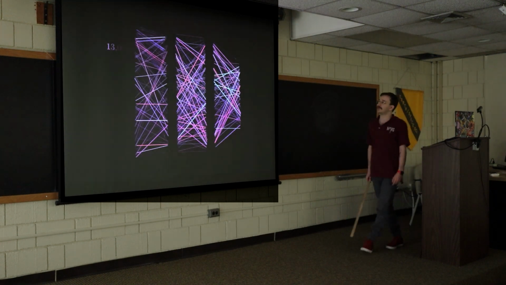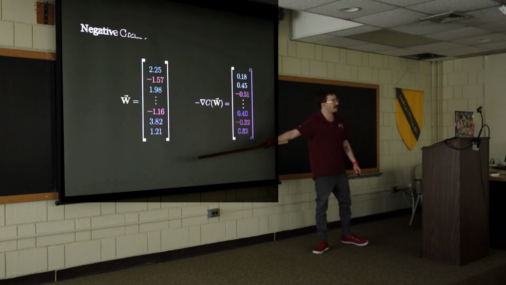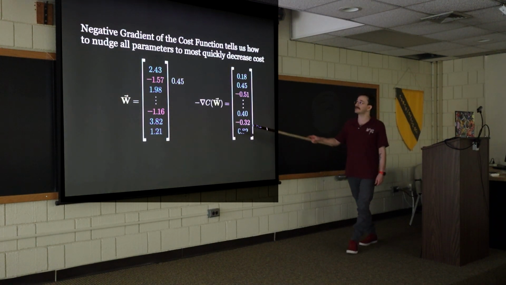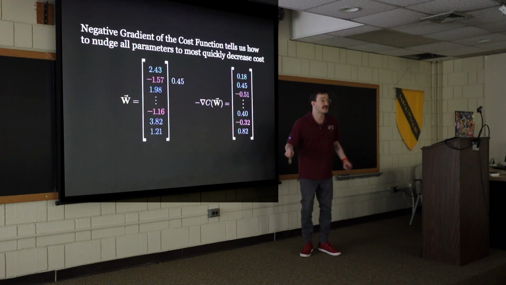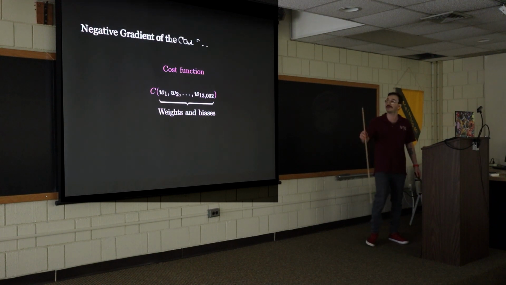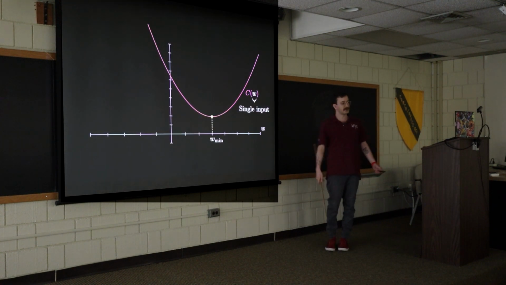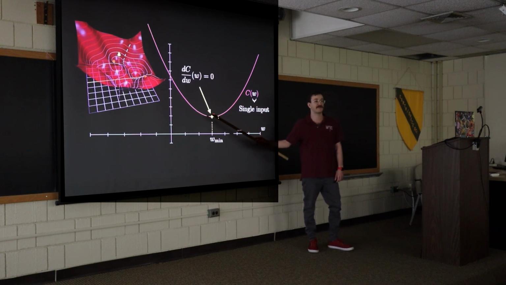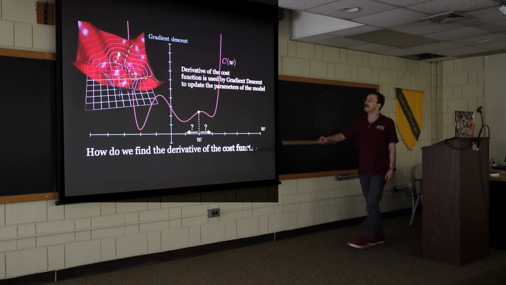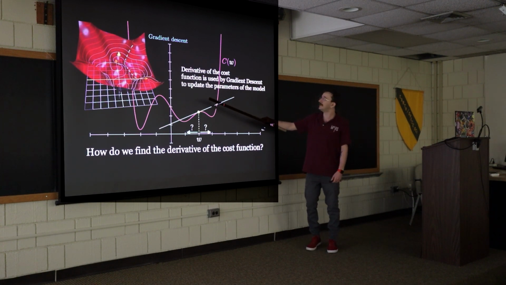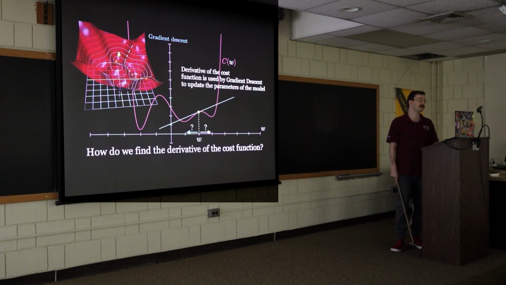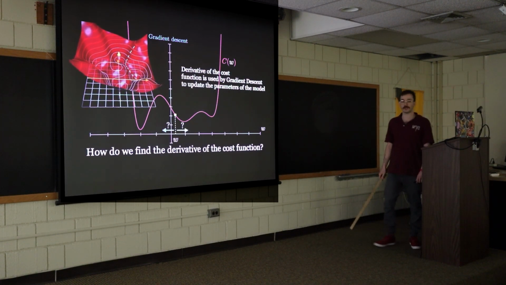Now what this ends up looking like is we have these 13,000 weights and biases in this function. And what we can do is apply a negative gradient to that cost function to tell us how to nudge those parameters to most quickly decrease the cost. Now this sounds complicated, but we'll simplify it by placing this into one equation where there's one input. And you'll notice that all we need to do is take the derivative to find the minimum. And that really is as simple as it is. We use the derivative of the cost function with gradient descent, which is what we call it, to update the parameters of the model. Now, how do we find the derivative of the cost function? Well, we're just going to use something called backpropagation.